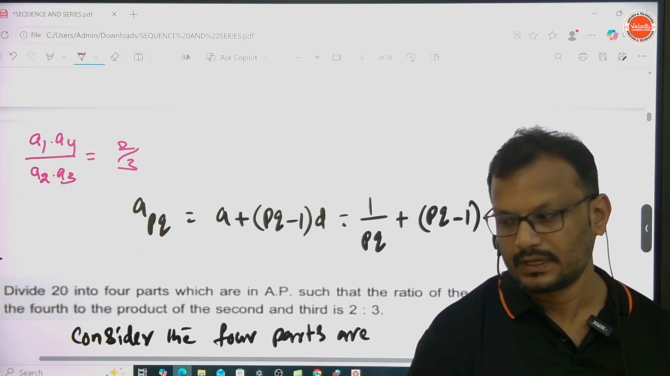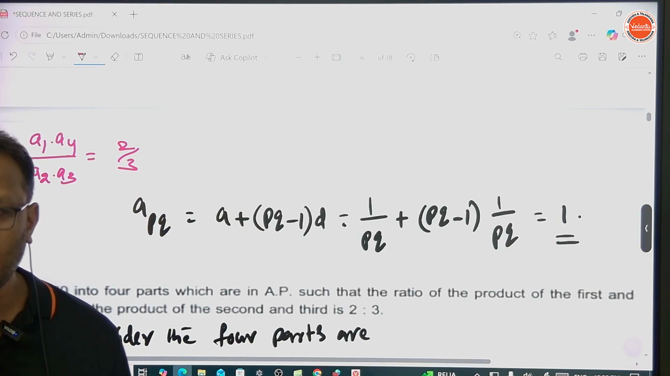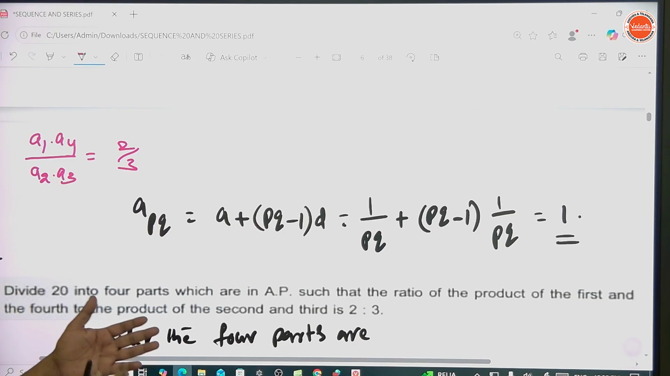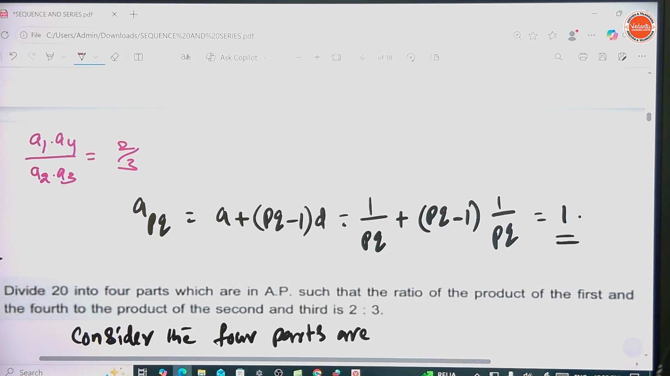Obviously, every time to find A and D values, they will give some relations. So those relations you have to apply. Sometimes they will include GP also. For example, the first numbers are in AP, and the second, third, fourth numbers are in GP. That condition also they will give. So accordingly you have to plan. Just try now.